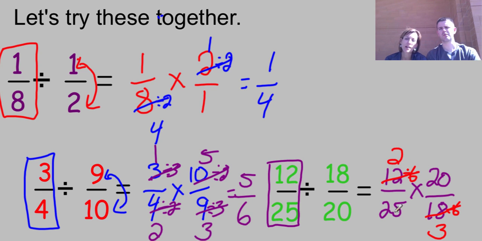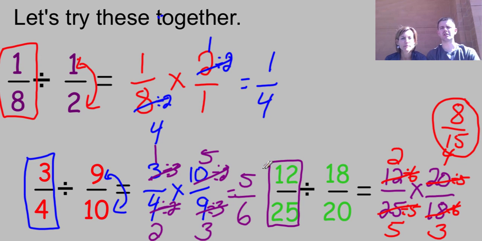And then look at the other diagonal. We have a common factor of 5, so we're dividing that diagonal by 5. The 20 is going to change to a 4, and the 25 is going to change to a 5. And we're left with top times top giving us 8, and 5 times 3 giving us 15, a simplified fraction of 8/15.